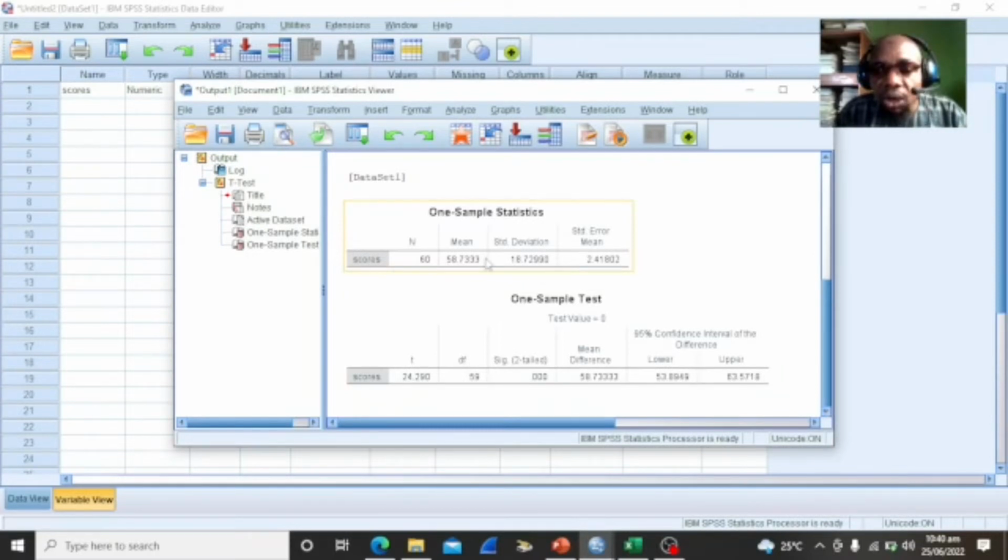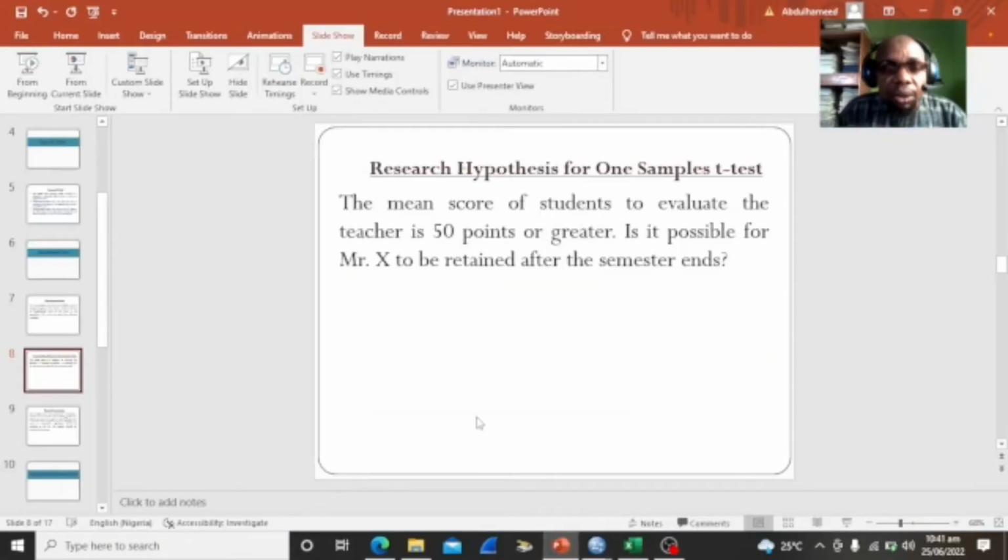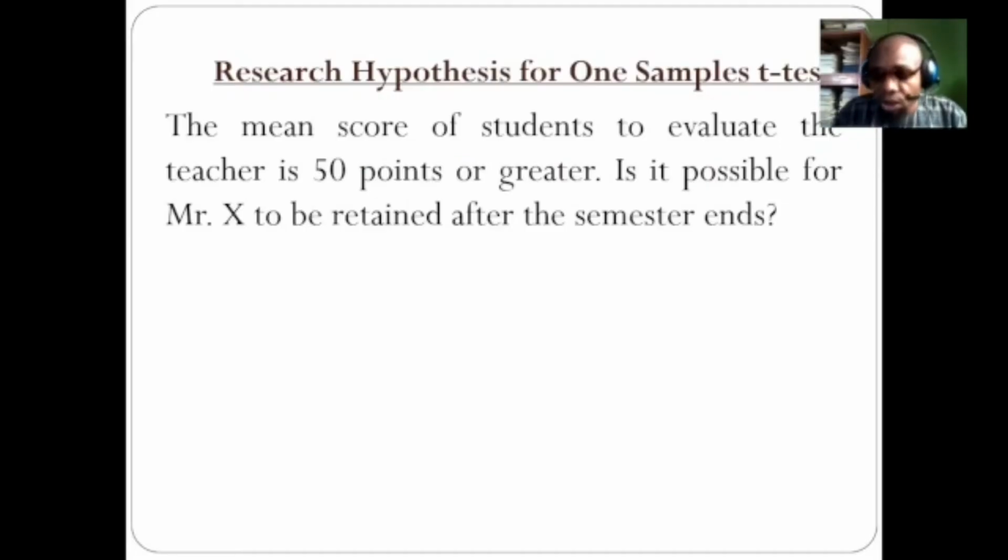And here the score, the t-test is 24.29. The degree of freedom is 59, and it is highly significant. This indicates that it is highly significant, that is 0.000. So by going back to where we stopped, let's now see how we are going to write the output.